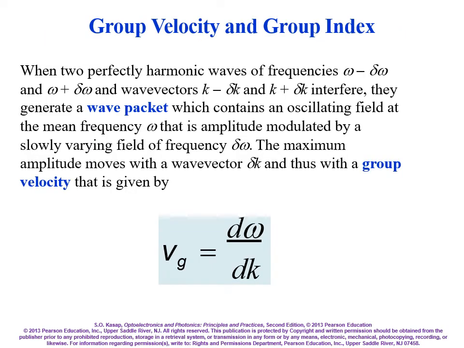So when two perfectly harmonic waves of frequency omega minus del omega and omega plus del omega, with wave vectors k minus del k and k plus del k, interfere, they generate a wave packet which contains an oscillating field at the mean frequency omega that is amplitude modulated by a slowly varying field of frequency delta omega. The maximum amplitude moves with the wave vector delta k, and thus with a group velocity that is given as Vg equals d omega divided by dk.